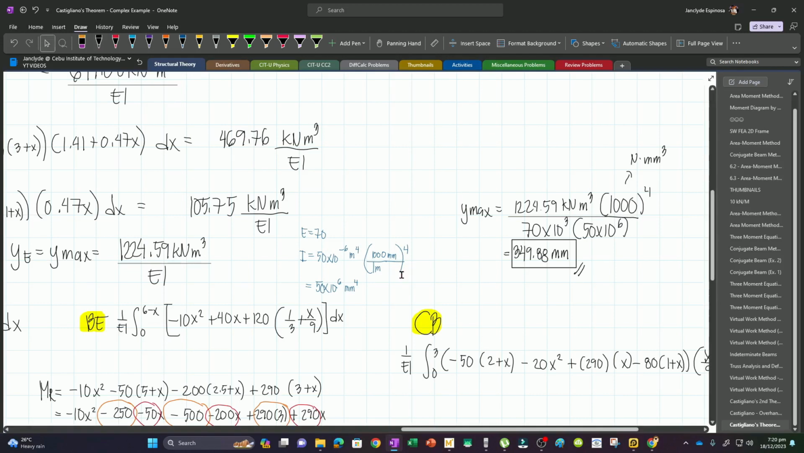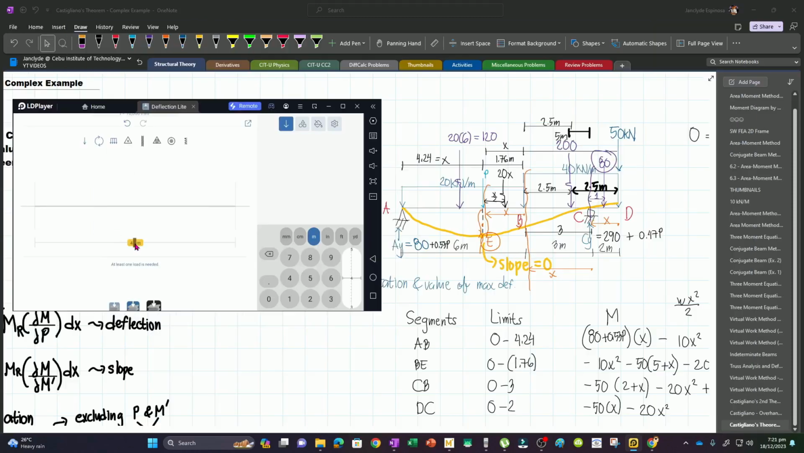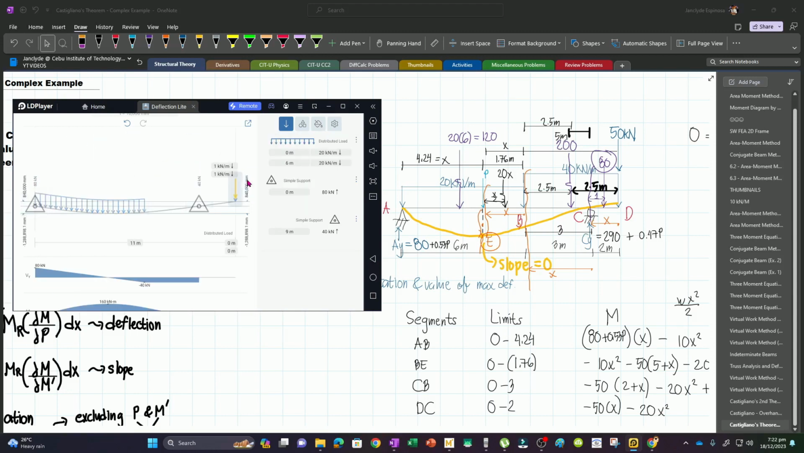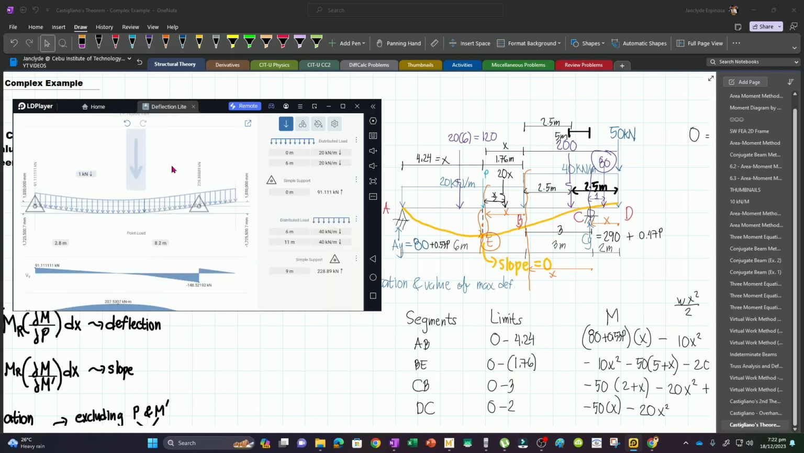Now if we will try to check that here, we can do that. Let's try to model our beam. So we have a span of 6 plus 3 plus 2, 11. And then we have a simple support at 0 and 9. And then we have a distributed load of 20 from 0 to 6. And then we have a distributed load of 40 from the free end up to here. This is 40. And we have a concentrated load of 50 at the free end. So this is 50. And so this will be our reactions, 290 and 80.